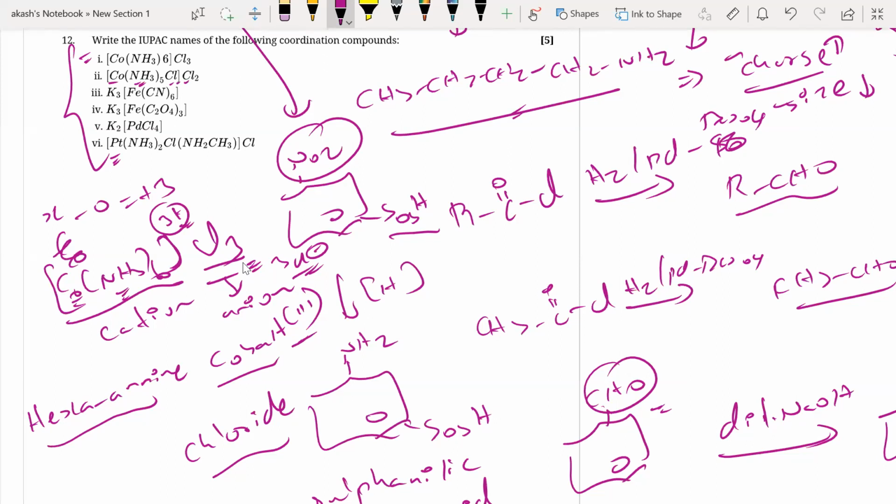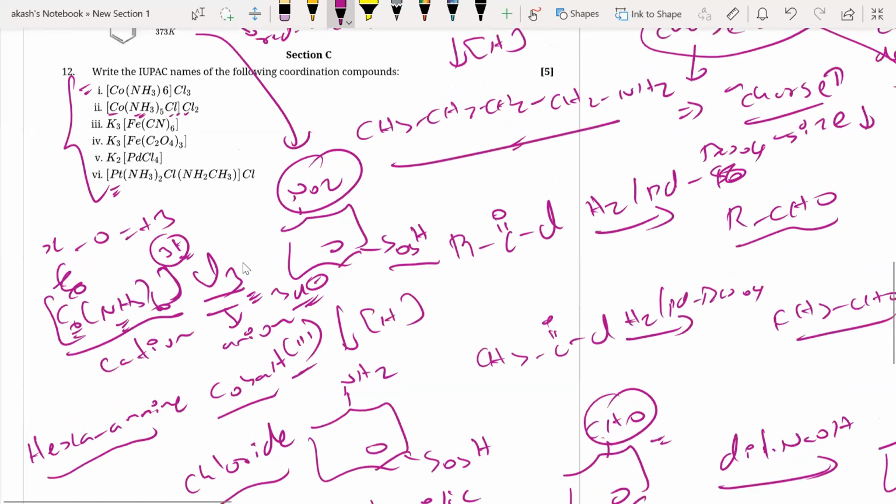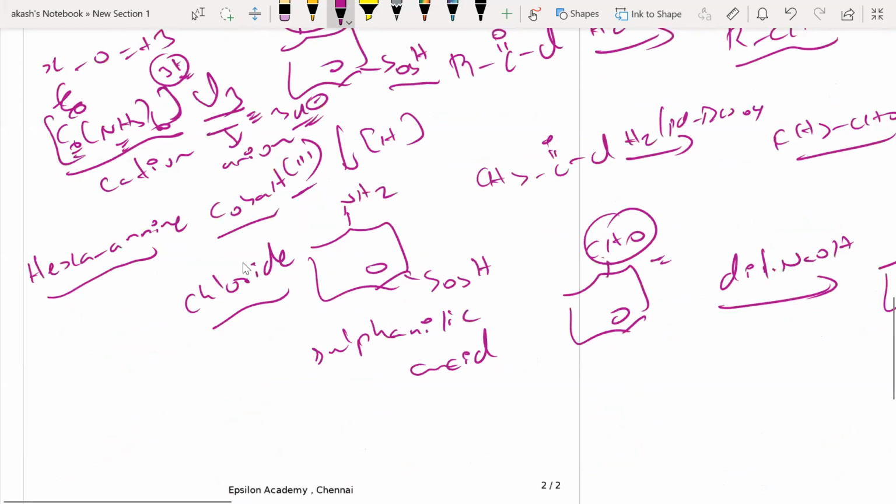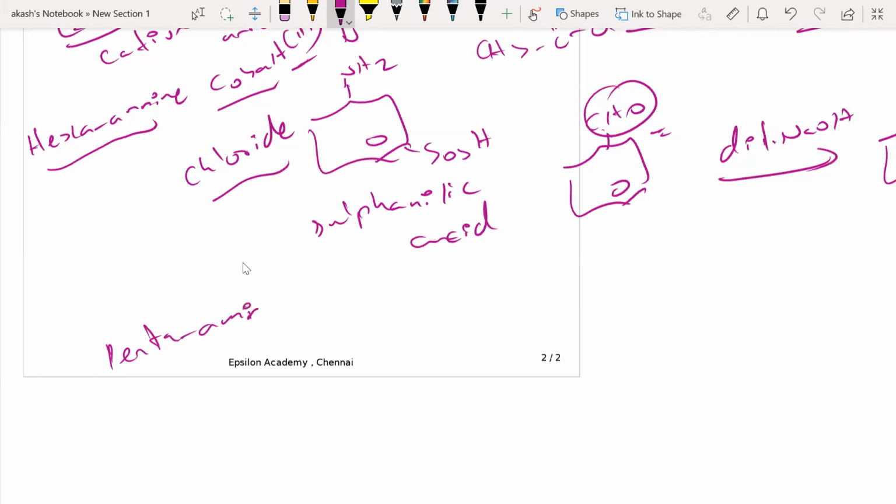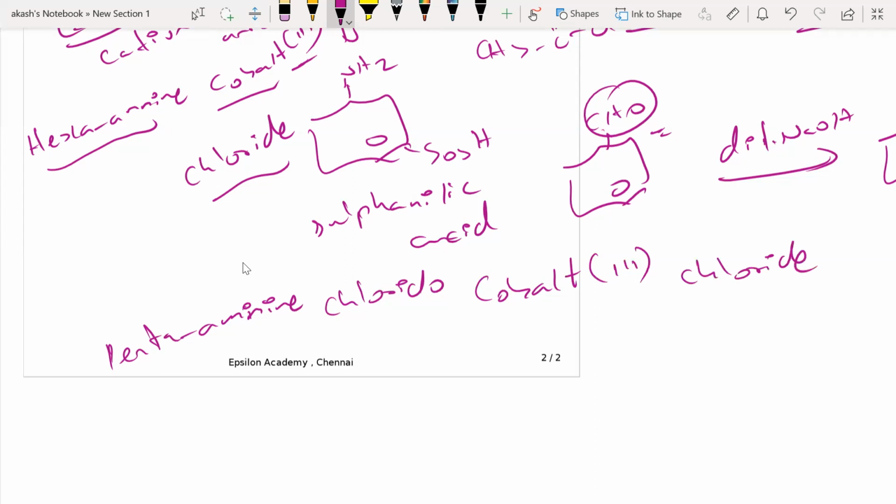Now we have 2 ligands. Whenever we have 2 ligands, you have to follow alphabetical order. Whichever alphabetically comes first, that we should name first. So we have ammine and we have chlorido. Obviously ammine will come first because of A. So we have pentaammine, no double M this time, and then chlorido. Then cobalt in +3 oxidation state, and then we have chloride outside. So that's the name for the second one: pentaamminechloridocobalt(III) chloride.